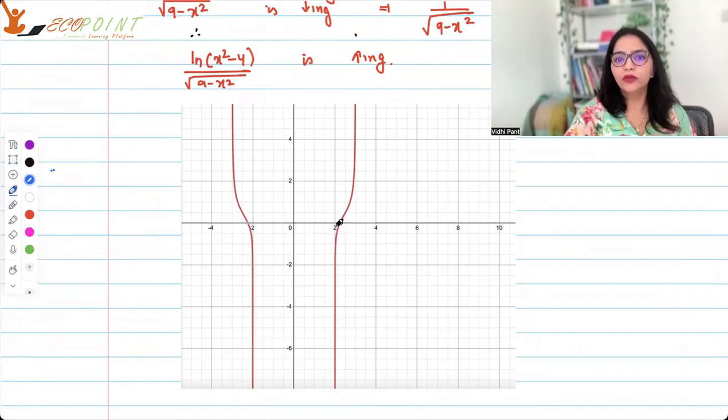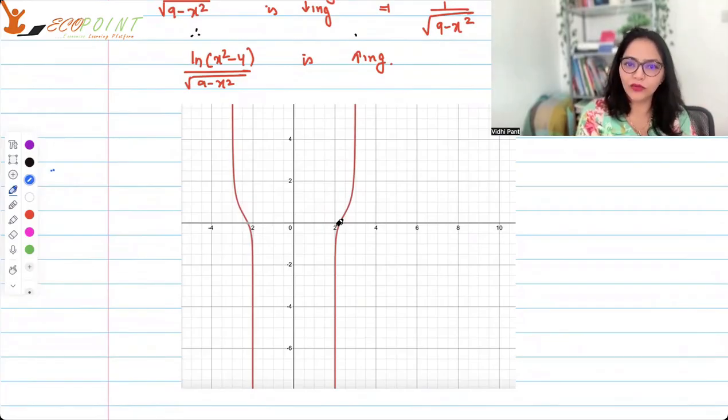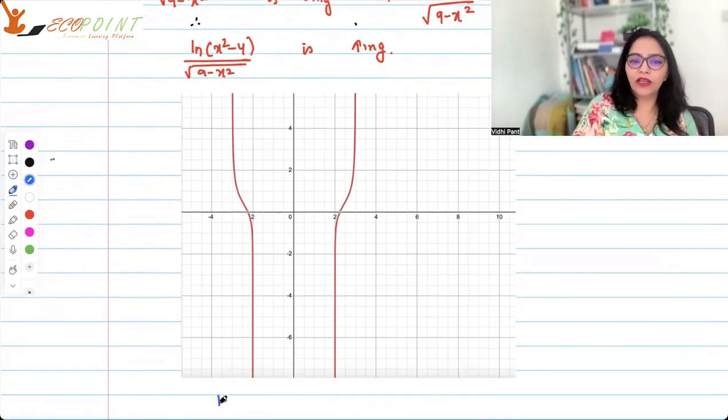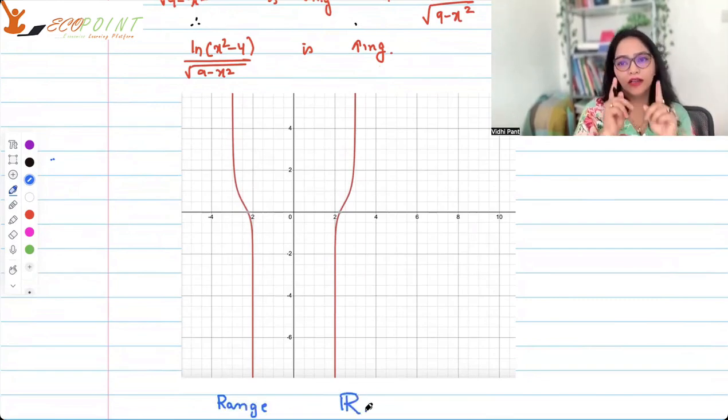So the range, what are the values of the function? Range consists of all possible values that are being generated. So all values in terms of y are being generated from minus infinity to infinity, which means we will say that the range for this function is entire R.